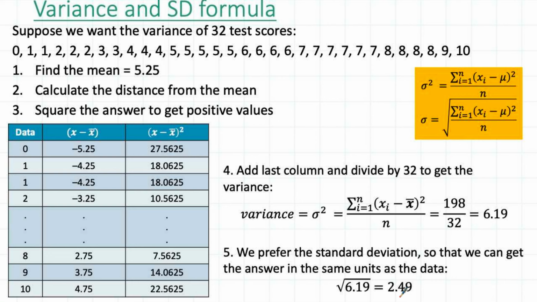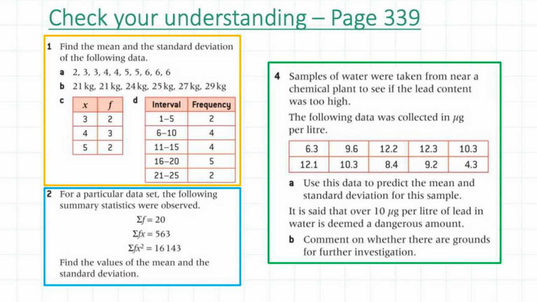So the standard deviation is 2.48, which is quite a small number. You can see the data is more concentrated. They're not that far apart, which you can see from the raw data. And again, you're not expected to do this by hand. You will be expected to use a calculator. So you can practice questions on standard deviation here.